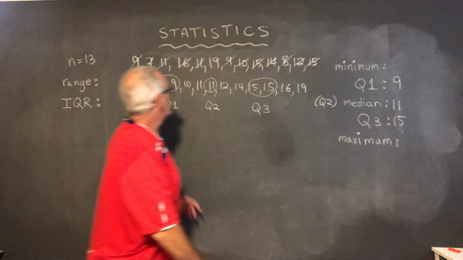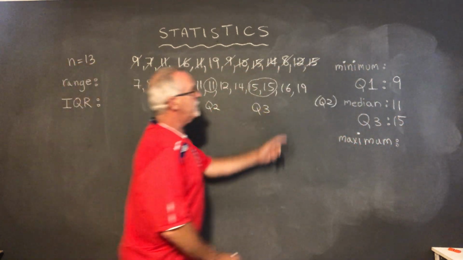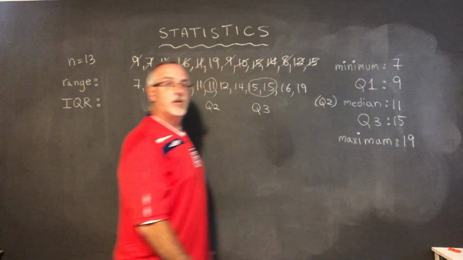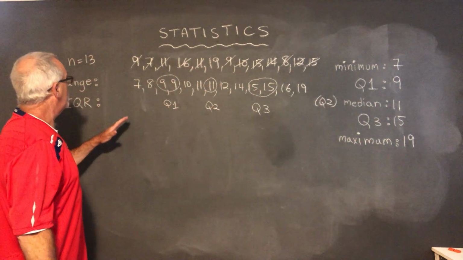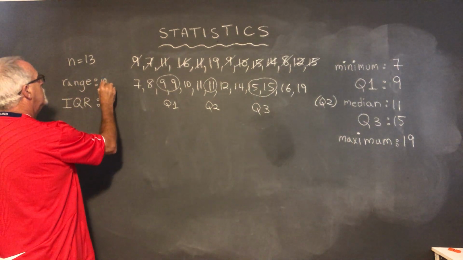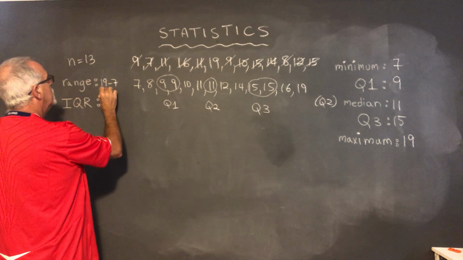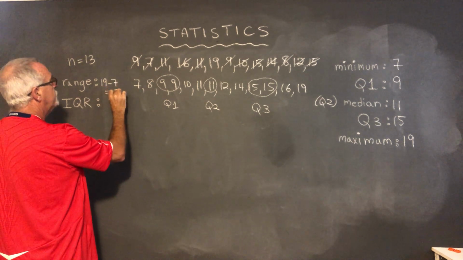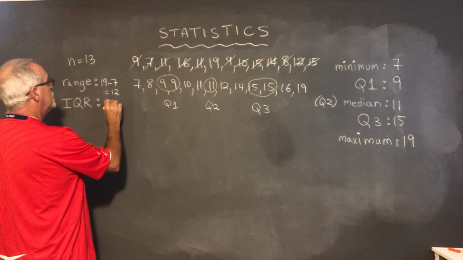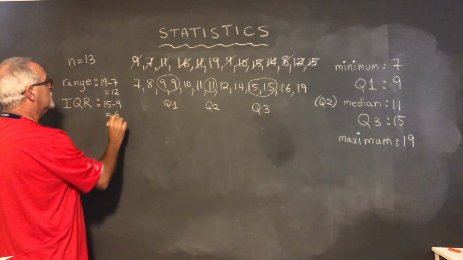The min and the max are so fast to find. They are 7 and they are 19. We're ready to draw our box plot, but I will still also give the range, which is 19 minus 7, which is 12, and the interquartile range, which is 15 minus 9, which is 6.